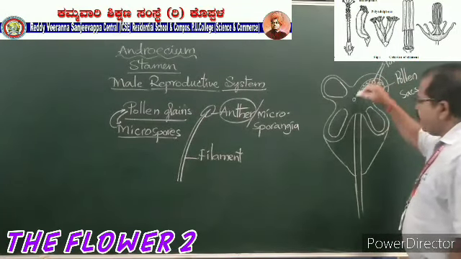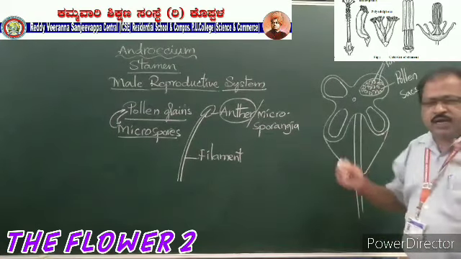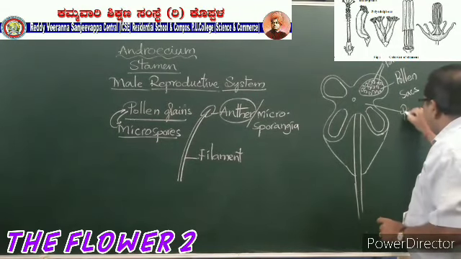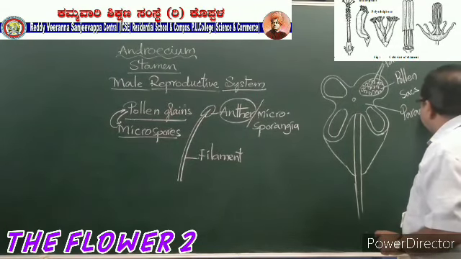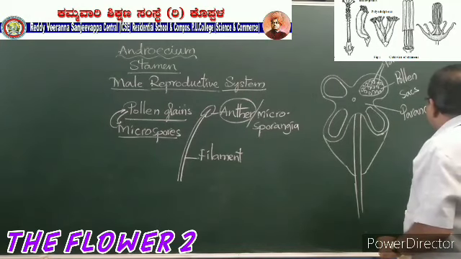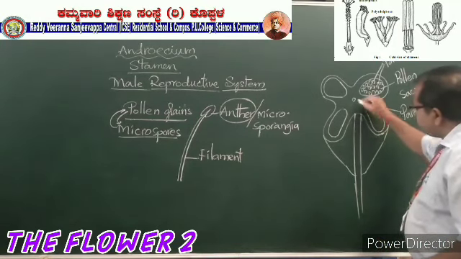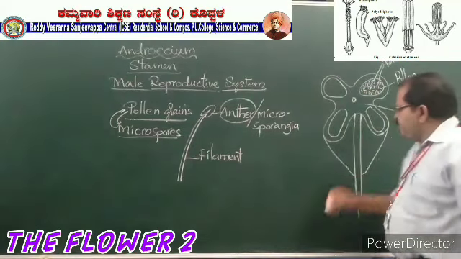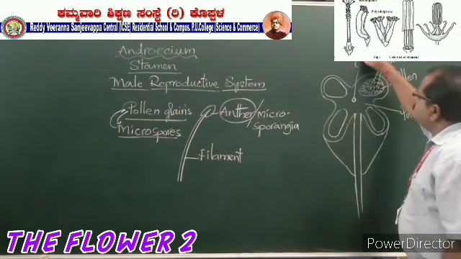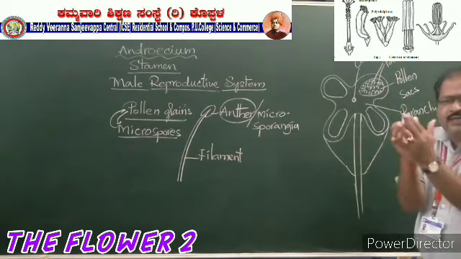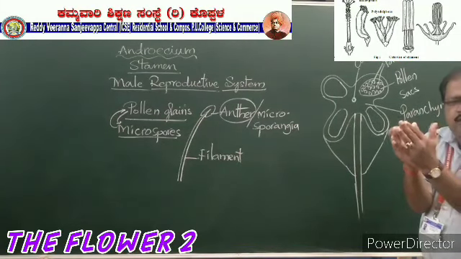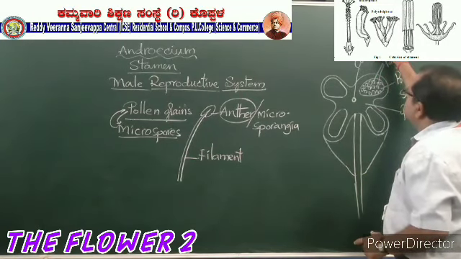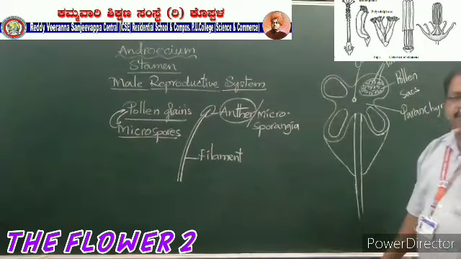Around these pollen sacs, this whole structure is composed of a connective tissue called parenchyma. It is connected in the center with a stalk called the filament. These two lobes are connected together with a connective tissue that is called the connective. These are the major parts.